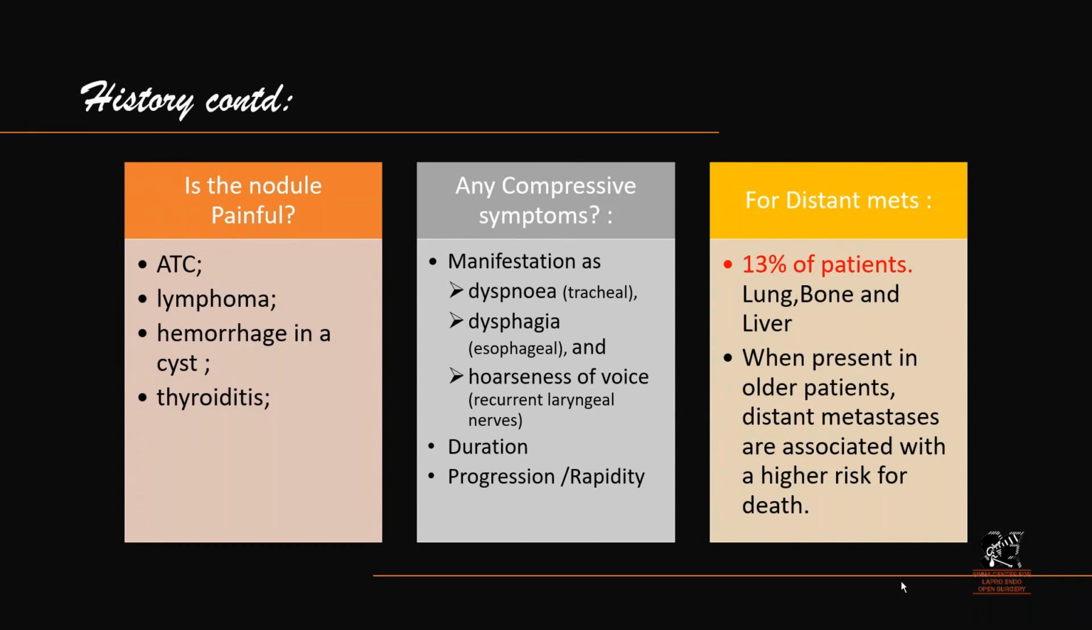So the rapidity of progression again gives a hint whether you're really dealing with a malignant problem or a benign problem. And then the final history for distant metastasis, which is found in almost 10 to 13% of patients, and the three most common sites of metastasis from any thyroid cancer, any, is lung, bone, and liver. So when it's present in older patients, distant metastases are associated with higher risk of death, and that has to be elicited from these patients, right? So you look for a history of lung involvement, bone involvement, and liver involvement.